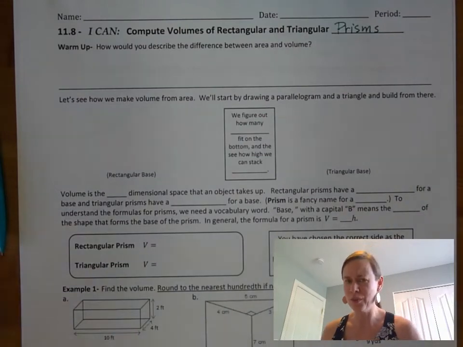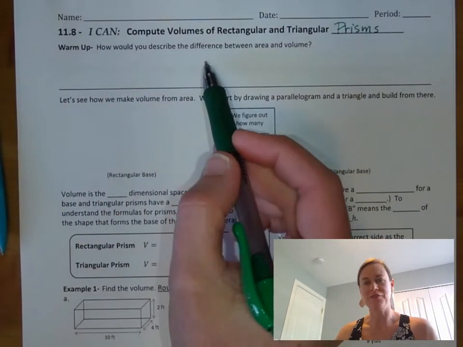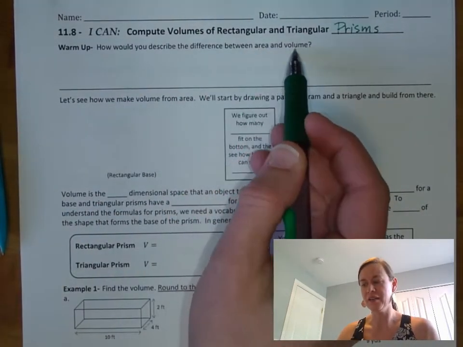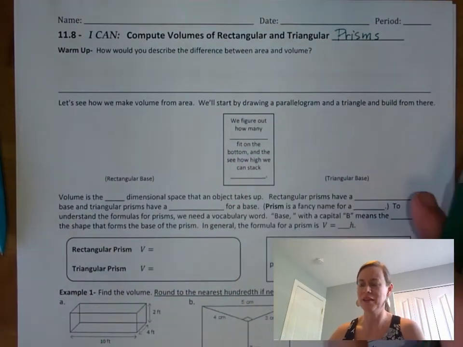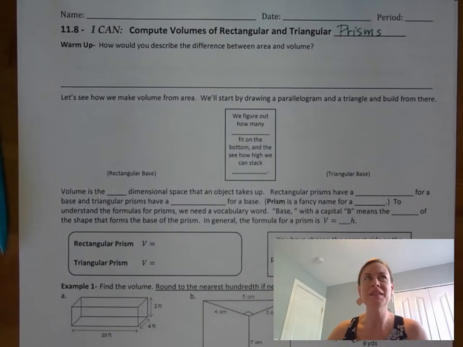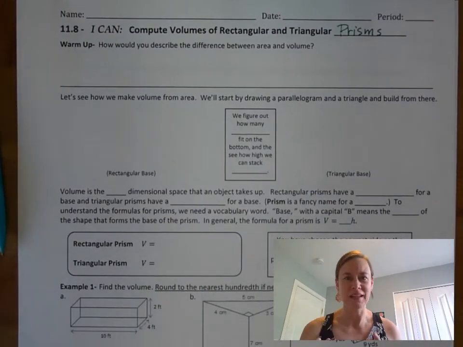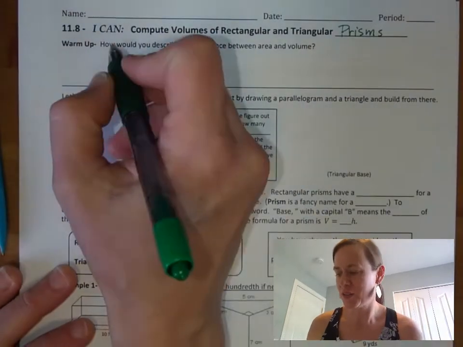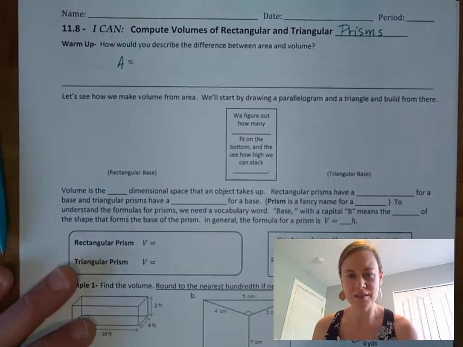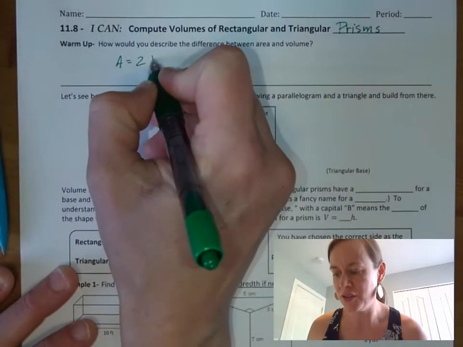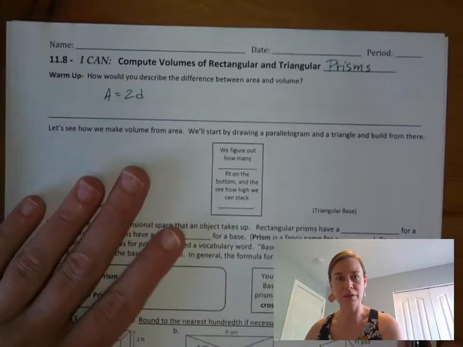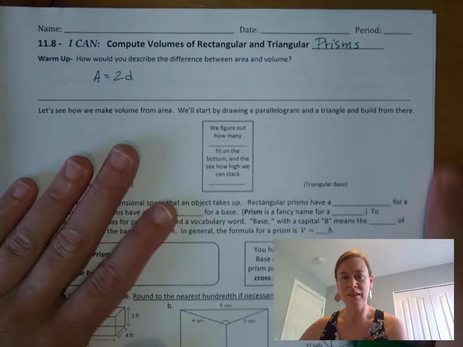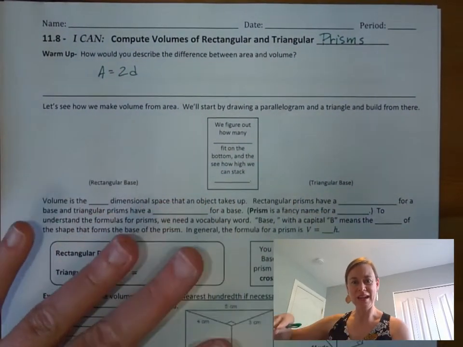So for a warm-up, how would you describe the difference between area and volume? Pause the video if you want to think about that for a second. You might know what the difference is, but putting it into words, articulating that can be a little bit challenging. Usually the best way we come up with to describe it is area is two-dimensional. And when I say two-dimensional, it has length and width, right? Kind of like this paper here. It has width here and length here, but it doesn't really have any height to it, does it?